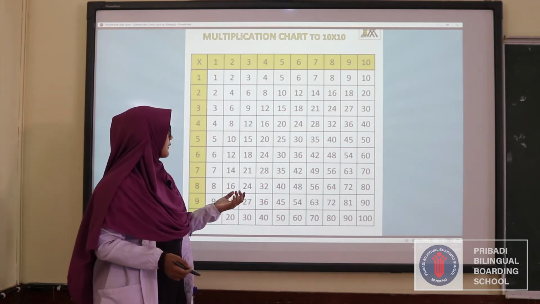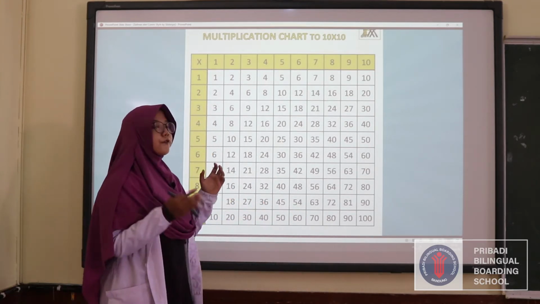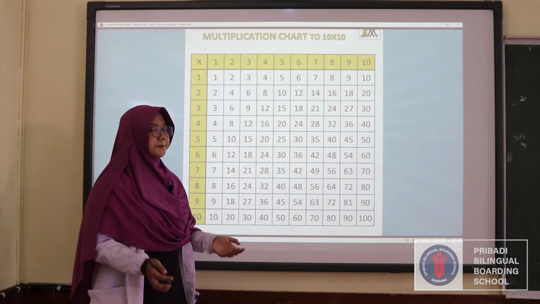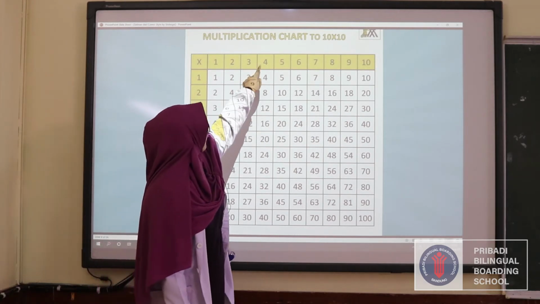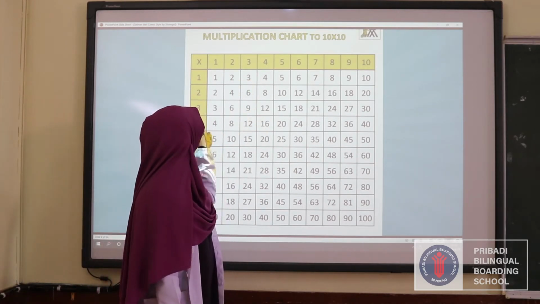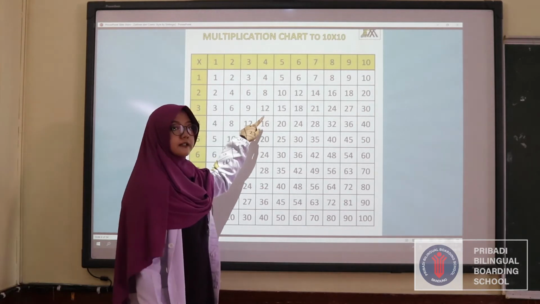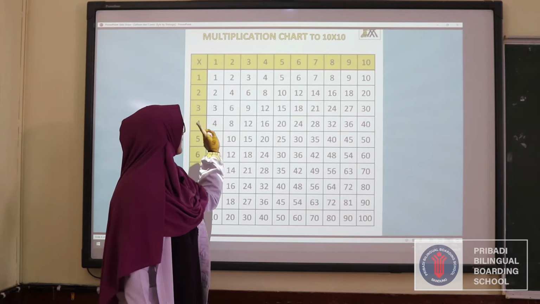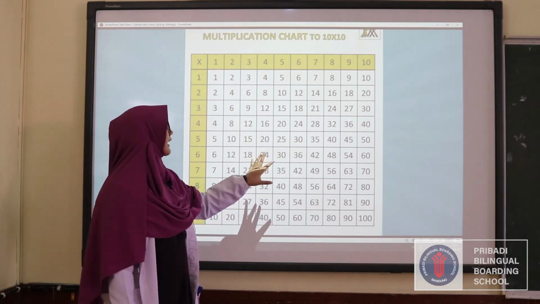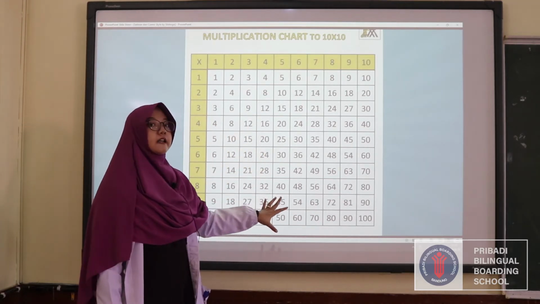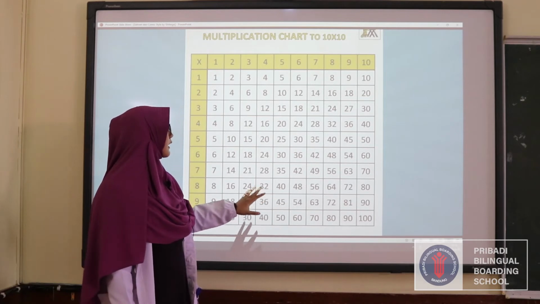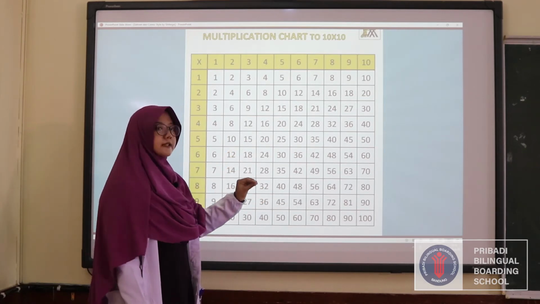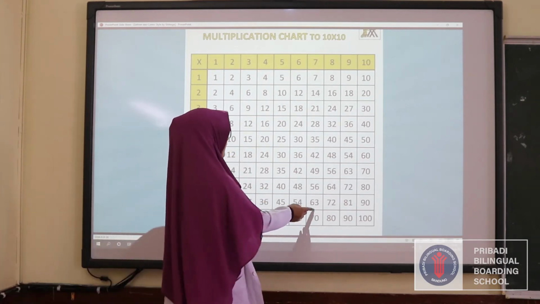Here is another example. For example, I have 4 times 4. How many is it? So 4, go down, and then we have 4 here. So the answer will be 16. So 4 multiplied by 4 will be 16. That multiplication chart is very helpful for us to do it more efficiently. All right.